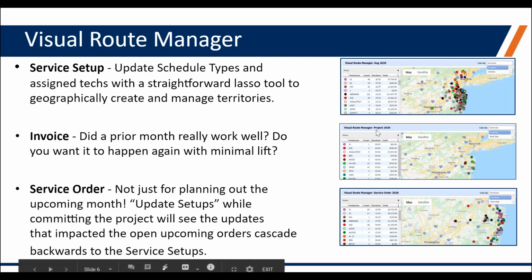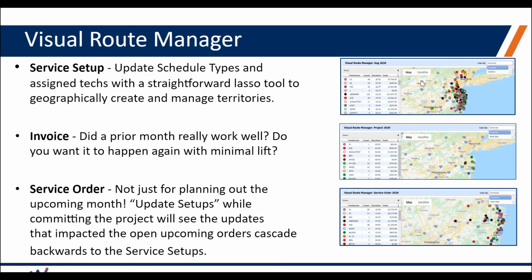And lastly, the ever popular month-to-month usage of the service order project type, but it is not just for month to month. We go through this one and we're able to utilize it to look at all of the open orders on the map. We can lasso them all together. We can change them to different techs and different work dates. But there is a feature at the end of that project to actually have those changes bleed back to the service setups and also update their schedules and technicians for future months.